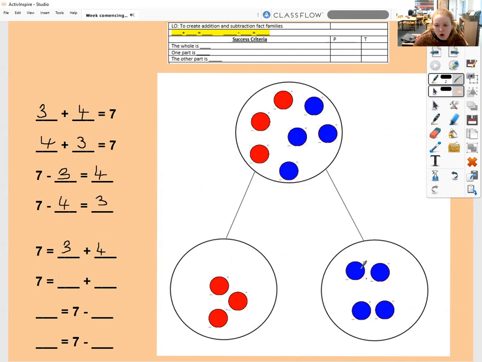So this time we're going to do 4, plus 3, which is our other part. Fantastic. Oh, now we've got a subtraction number sentence.